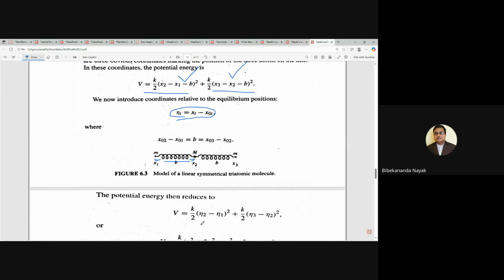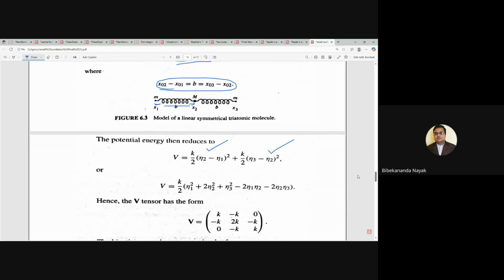you can convert it to this. In terms of coordinates, it is half k eta 2 minus eta 1 square plus half k eta 3 minus eta 2 square. If you omit the equilibrium distance, directly you can say, if you take eta 1, eta 2, eta 3, this is our potential energy, half k x square.